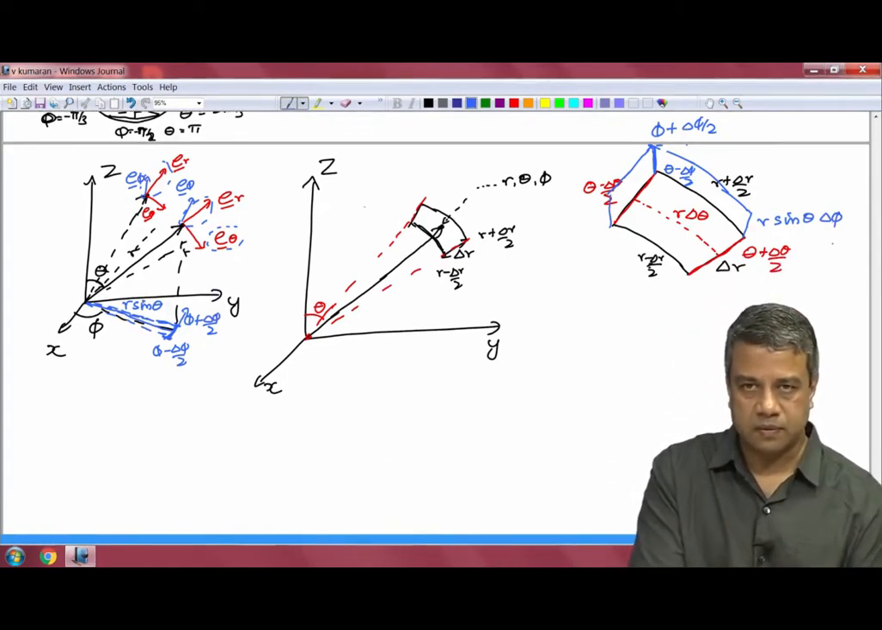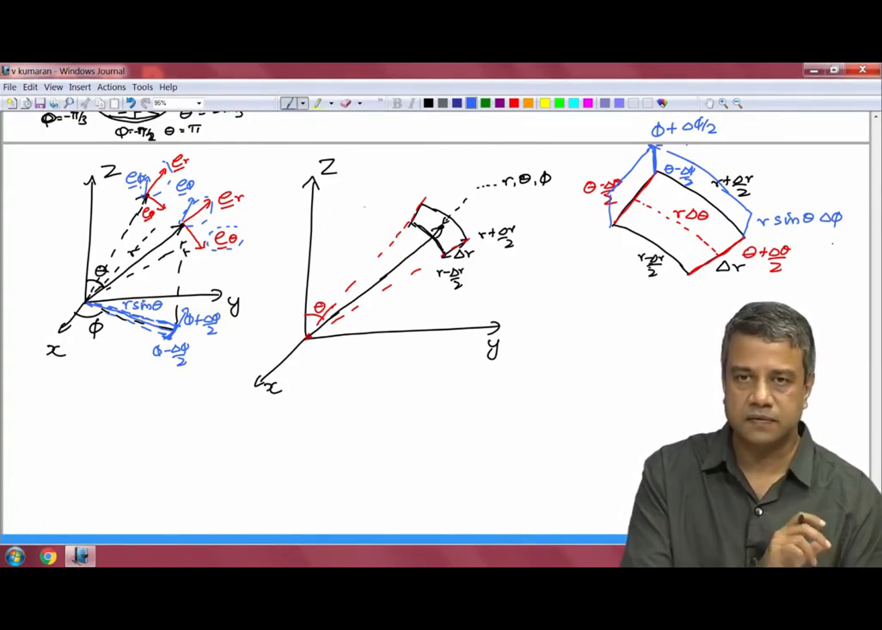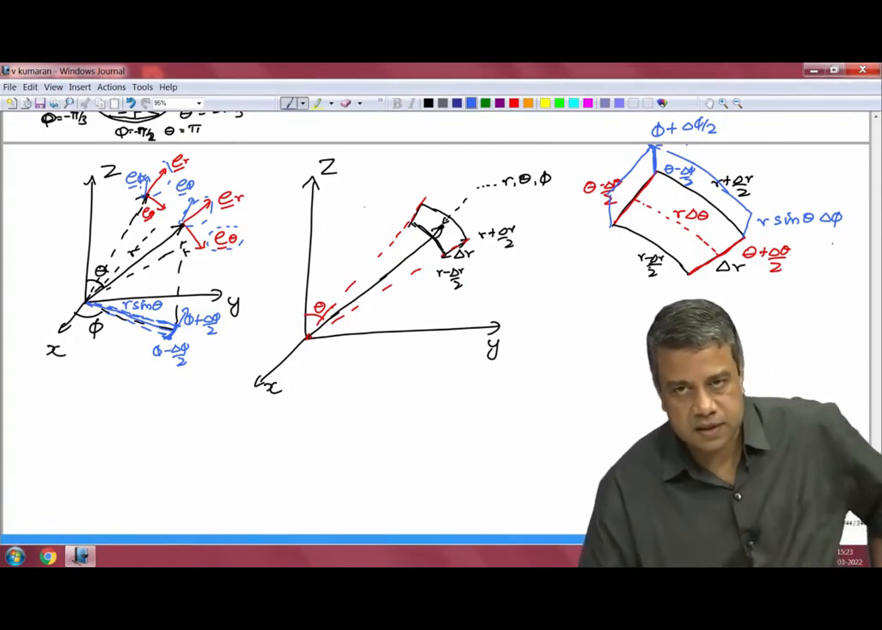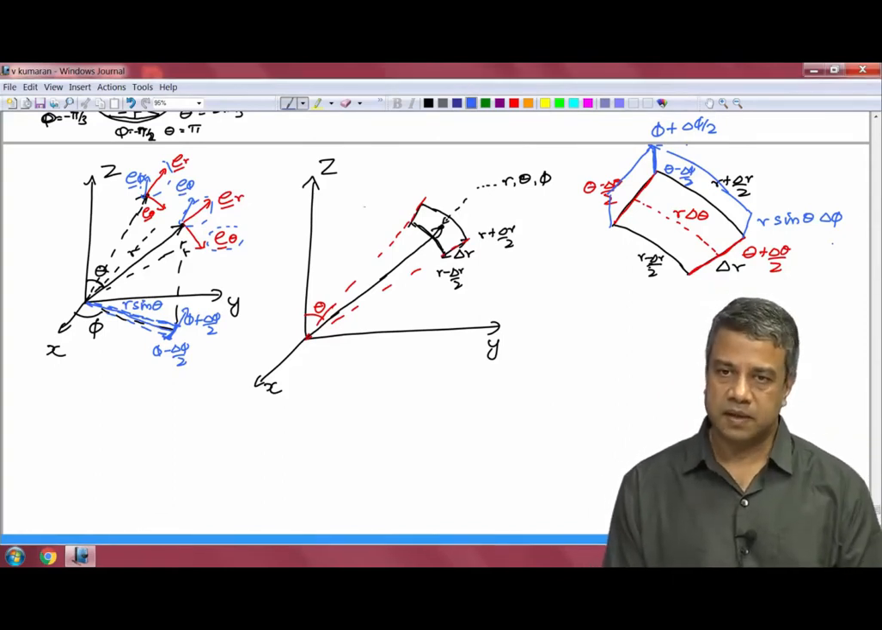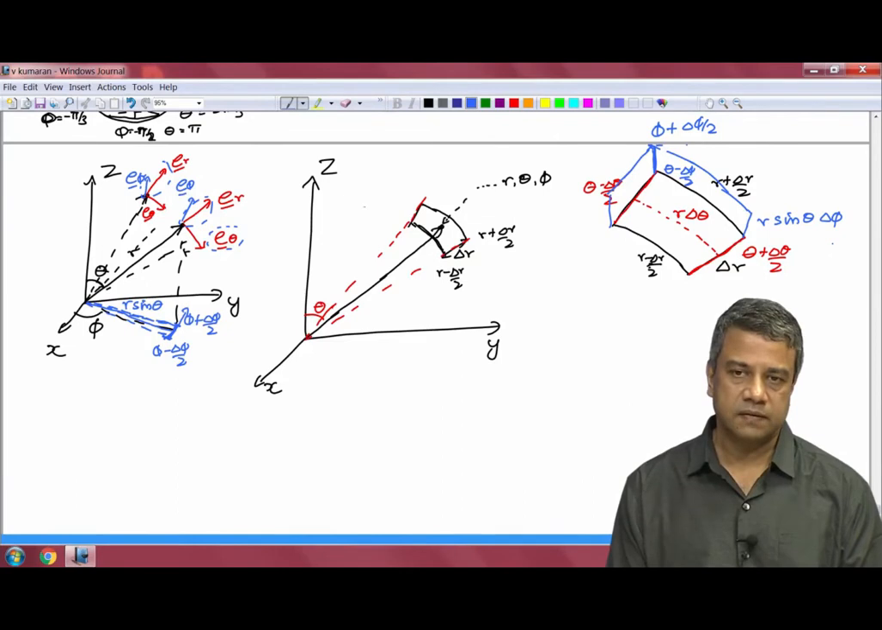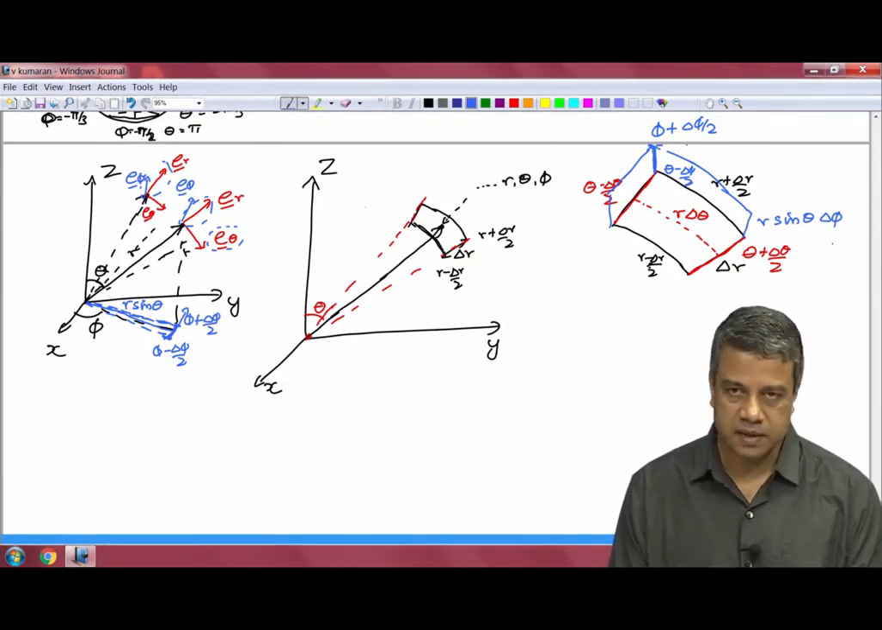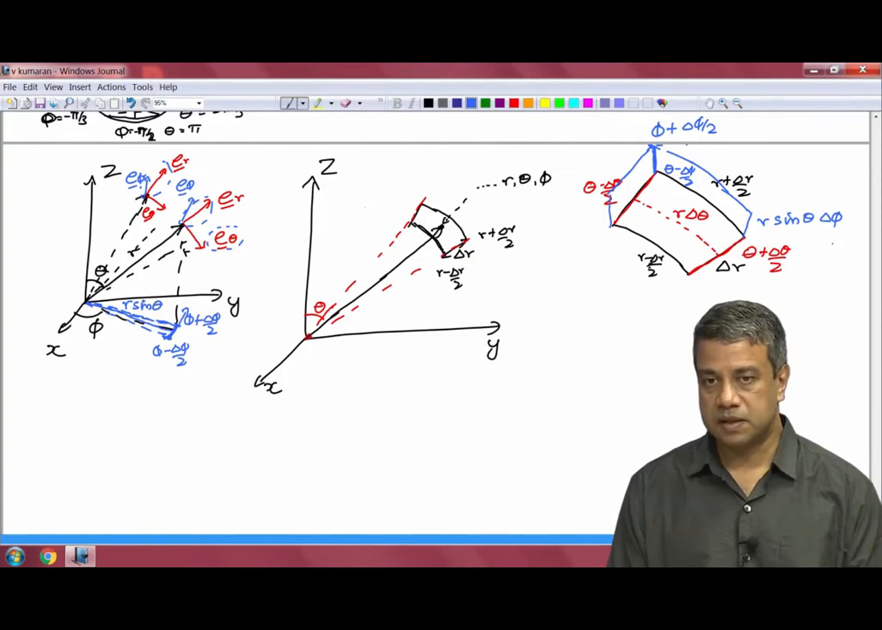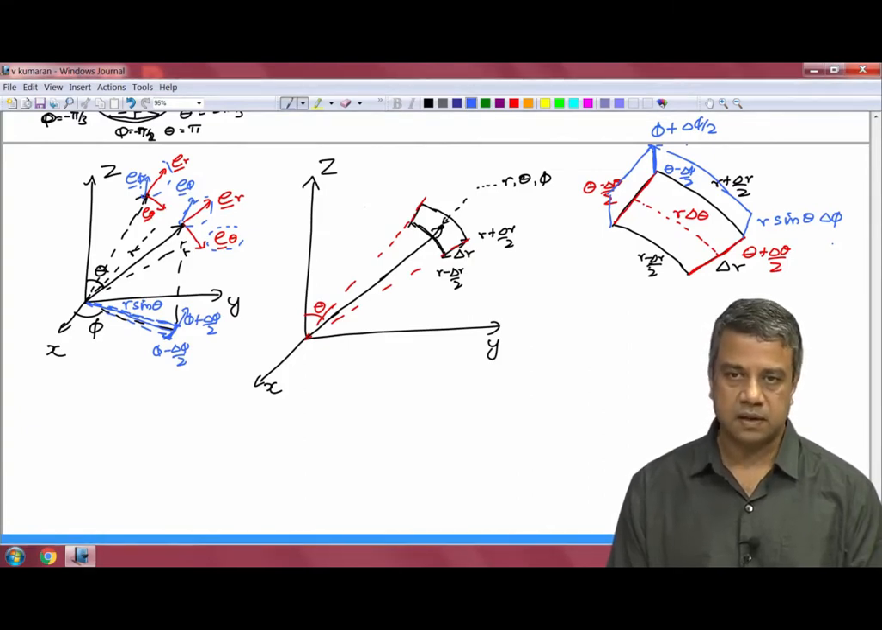So, this is the cubic volume. This is the three-dimensional differential volume bounded by two surfaces in each coordinate. Surfaces at r minus delta r by 2 and r plus delta r by 2, the distance between these two is delta r. Surfaces at theta minus delta theta by 2 and theta plus delta theta by 2, separated by a distance r delta theta in the e_theta direction, and the two surfaces at phi minus delta phi by 2 and phi plus delta phi by 2, separated by a distance r sin theta delta phi in the phi direction.